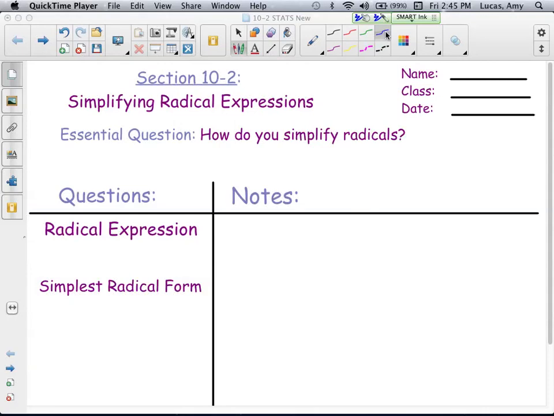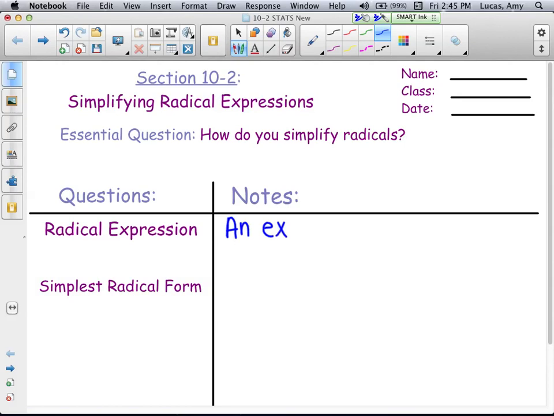Section 10.2, Simplifying Radical Expressions. Our essential question is, how do you simplify radicals? A radical expression is an expression with the square root in it. Another name for square root is radical.